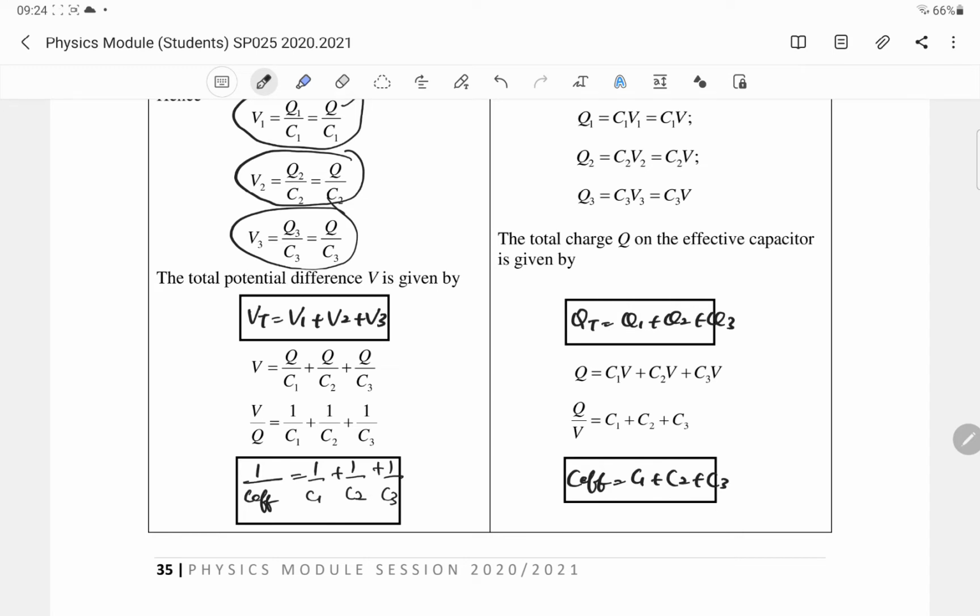Okay, so you have to remember all the formula for capacitors connected in series and capacitors connected in parallel.